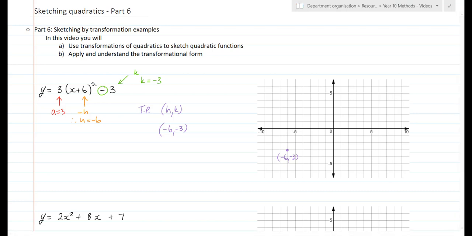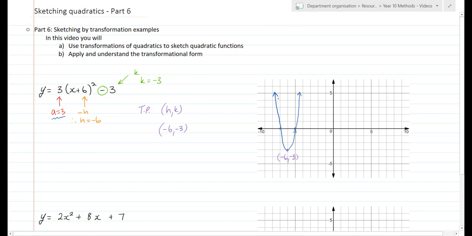The effect a has is that it just multiplies this overall effect. So now, instead of going along 1 and up 1, we now go along 1 and up 3. And you can see the steepness this has. If I go along 2, instead of going up 4, I now go up 12, which is actually off my graph. So now my graph is going to look like this. And there we have it, our parabola.